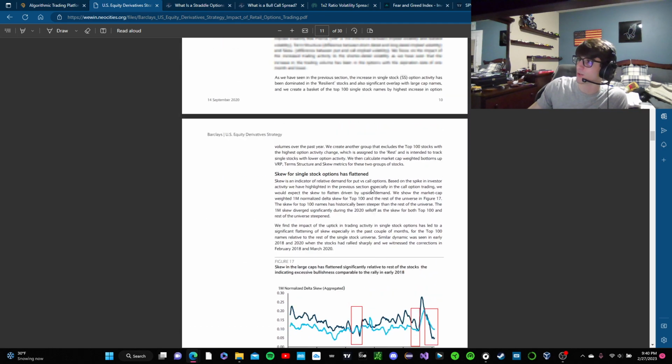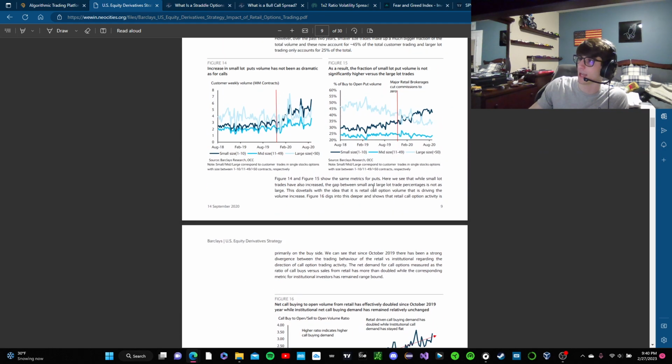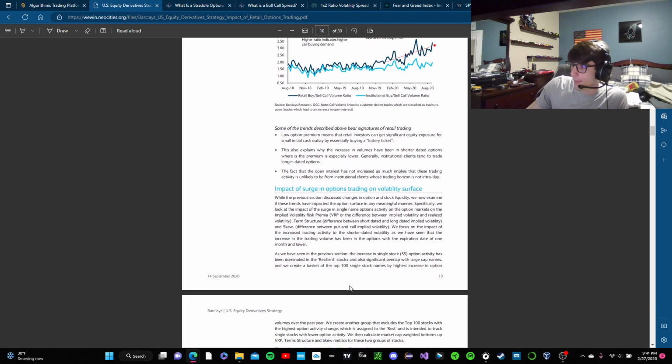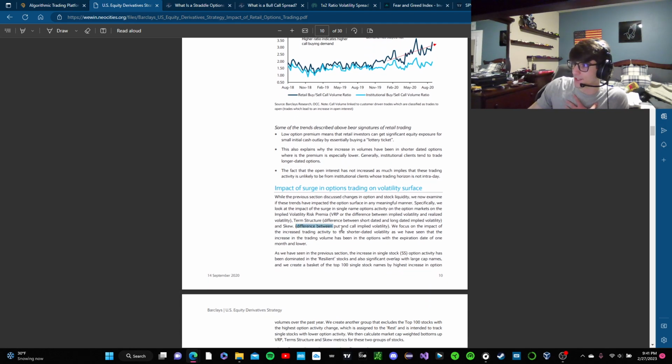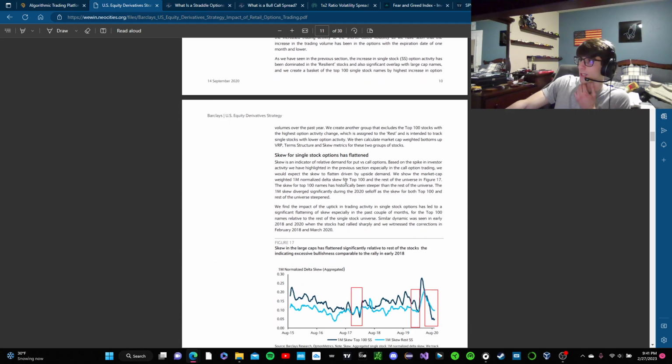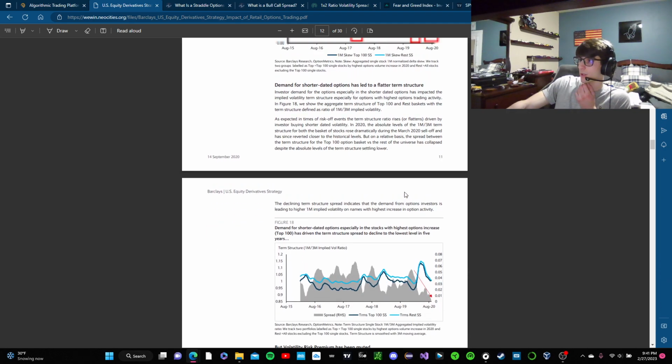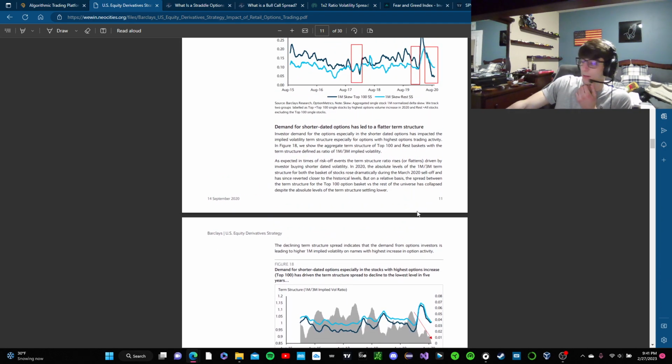So the next thing we're going to do is go back to page 10, because we need to know what the skew is. The skew is the difference between put and call implied volatility. That becomes very important for one of the strategies. And now, on page 11 into 12, I'm going to read a little part before we get into strategy.